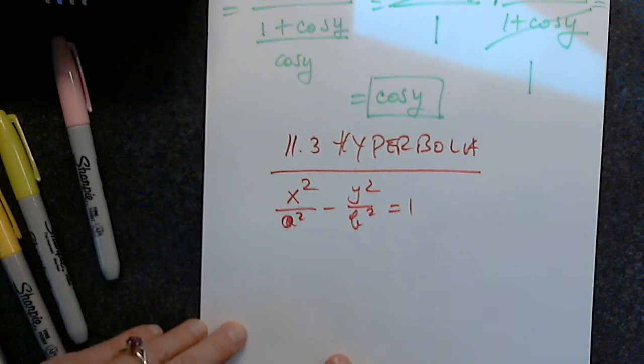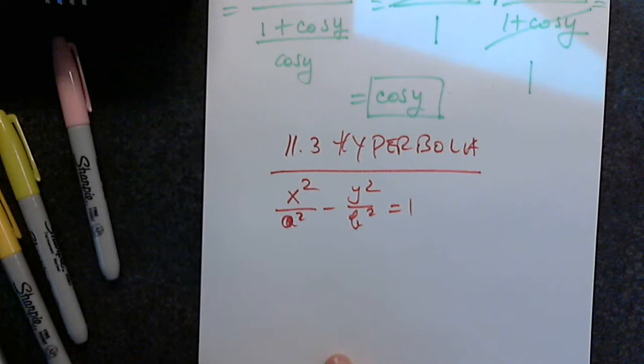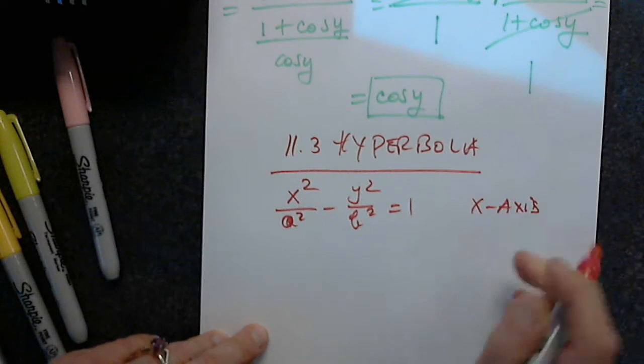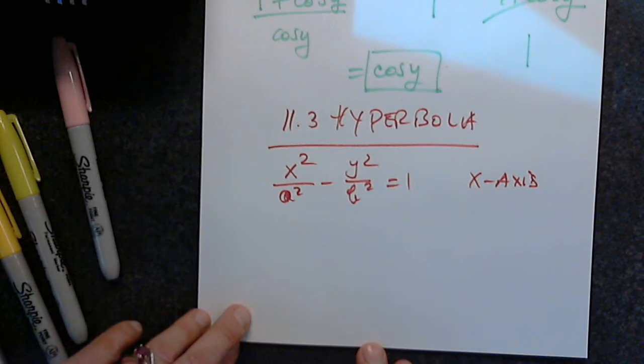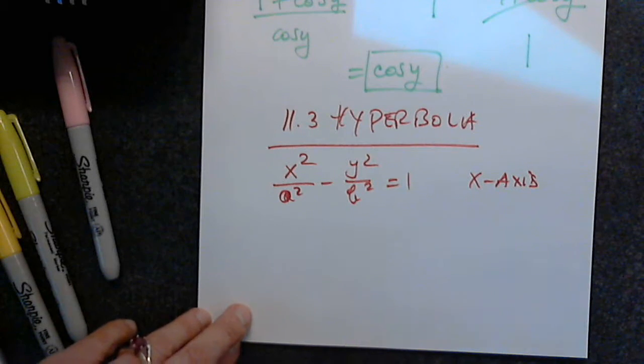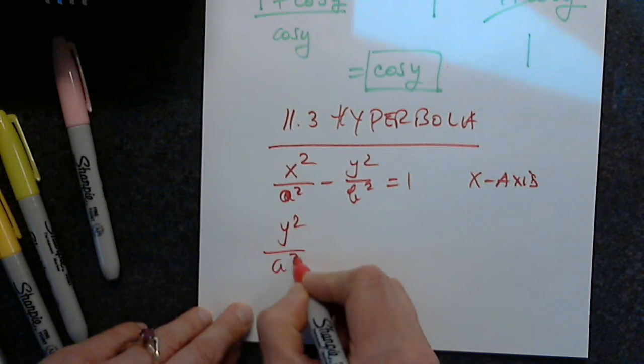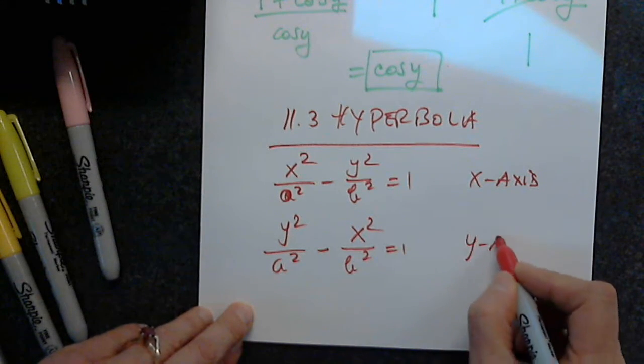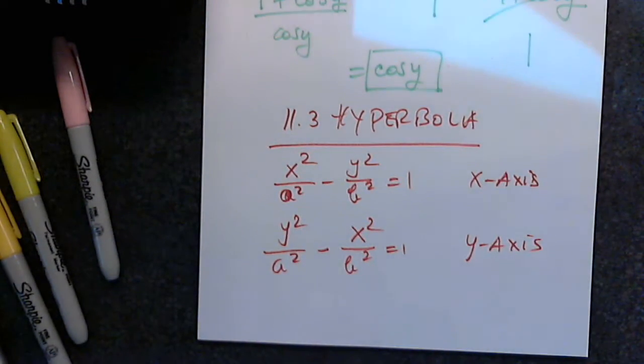If the hyperbola has the major axis on the x-axis, how will it look if its major axis is on the y-axis? It will be y squared over a squared, but minus x squared over b squared equals 1, and this will be on the y-axis. So not difficult to identify. The one with the plus dictates the major axis.